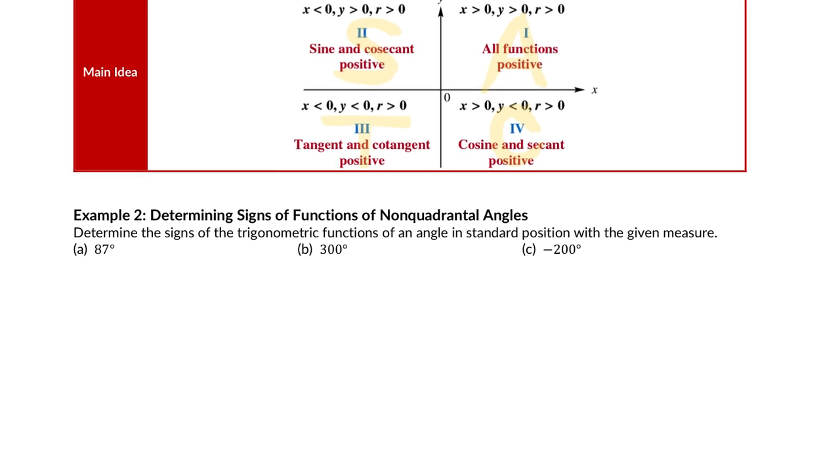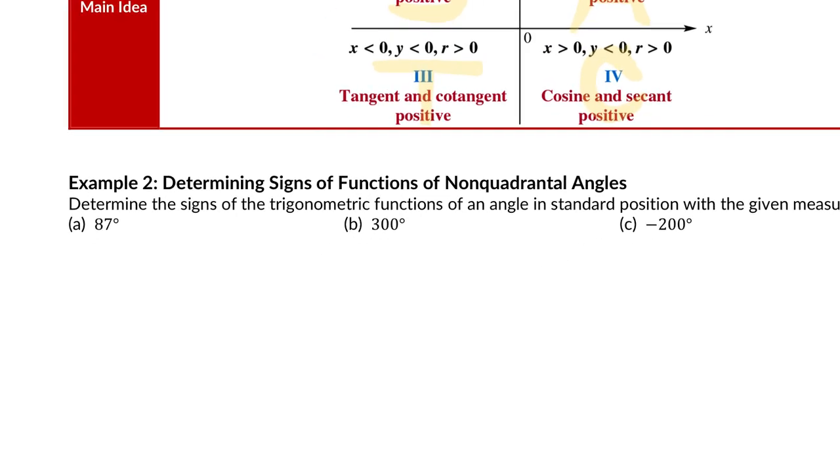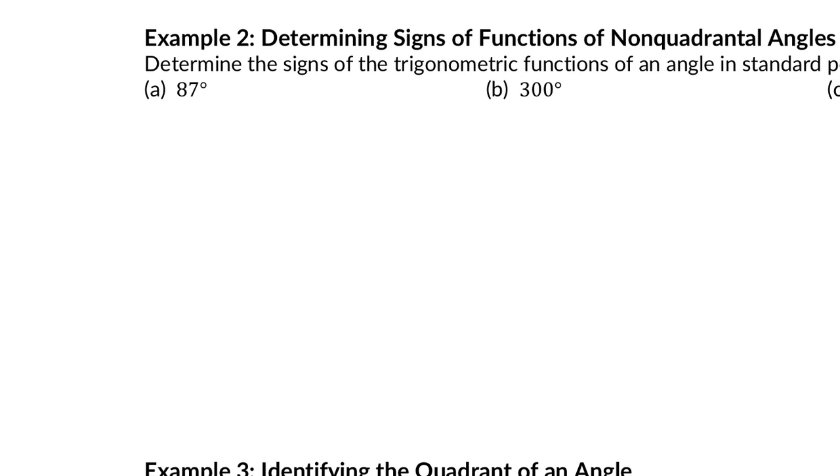So let's say we're looking at 87 degrees. If you're looking at 87 degrees and you're drawing a quick little sketch of that, did we quite make it to 90 degrees? No, it's a little bit less than 90 degrees, yes? This would be your theta, 87 degrees. What quadrant are we in? Quadrant 1. Which trig functions are positive in quadrant 1? All of them. So we would write down sine is positive.